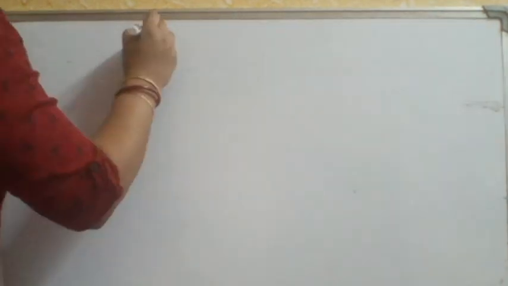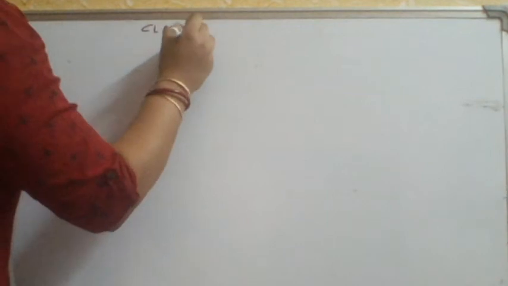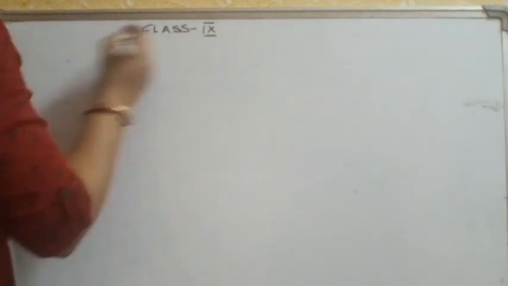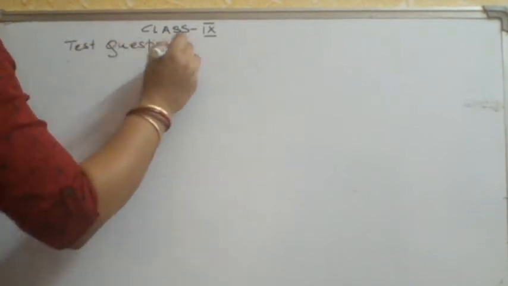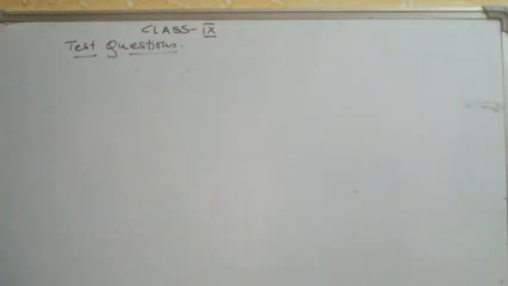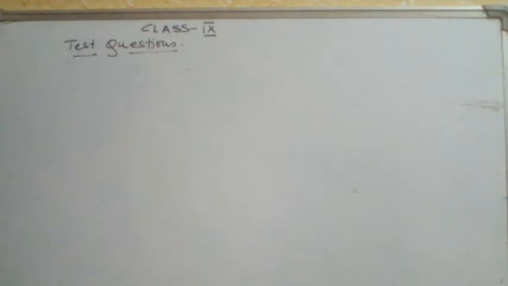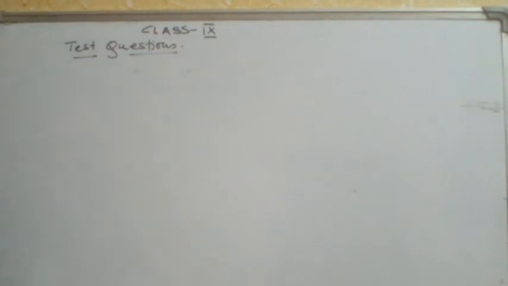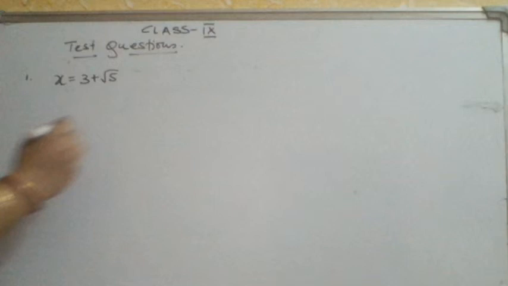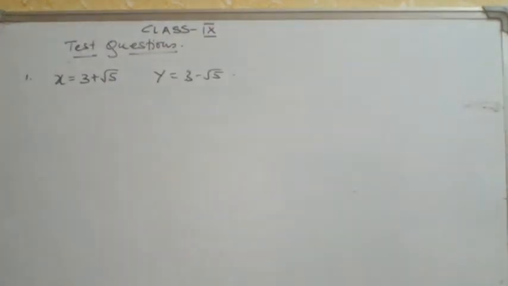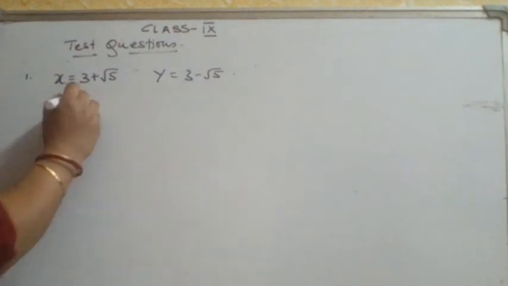So this is class 9 and we are going to discuss the test questions. Question number 1: x is equal to 3 plus root 5 and y is equal to 3 minus root 5. Find x minus y. That was the question.